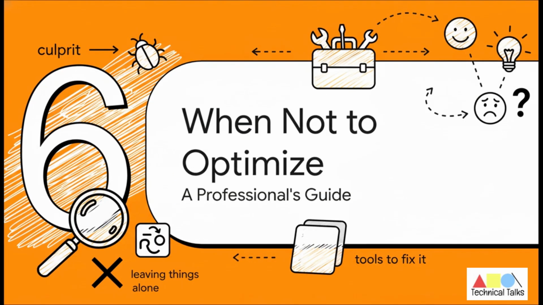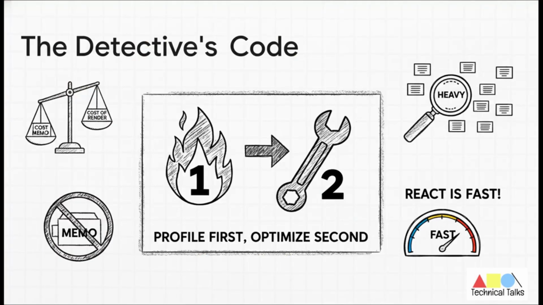So now we have our culprit, and we have the tools to bring it to justice. But this is where experience really comes into play. The best detectives know that not every lead is worth chasing down. Just because you can optimize something doesn't always mean you should. This is the professional's code of conduct: profile first, optimize second.